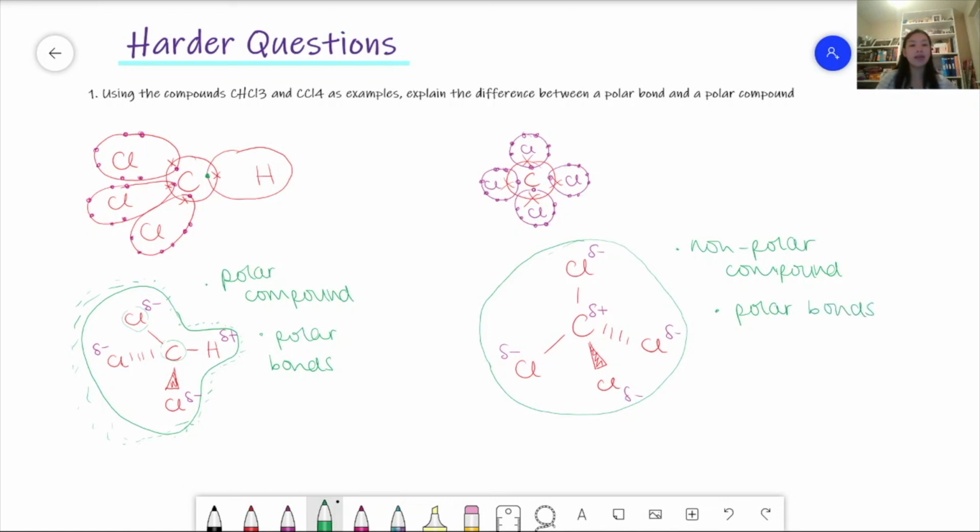So as you can see from this question, both of these molecules form tetrahedral shapes because they have 4 bonding pairs, but because of the electronegativity of chlorine compared to hydrogen, one of these compounds is polar and the other compound is not polar, even though they both have polar bonds. So it's really important to remember that even though you have polar bonds, sometimes the whole compound is not polar, depending on whether the electrons are distributed evenly or not.